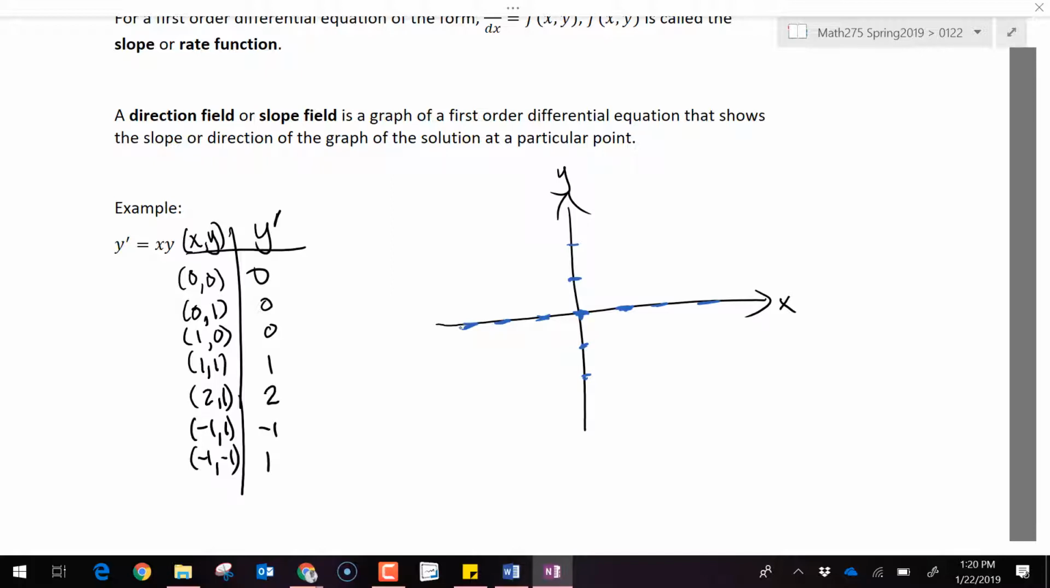Okay, now the non-zero. Let's look at the interesting parts that are non-zero. At the point (1, 1), what's our slope? Let's draw a line segment that has a slope of 1. So y is equal to x has slope 1. If we imagine drawing a line like that, that has slope 1.